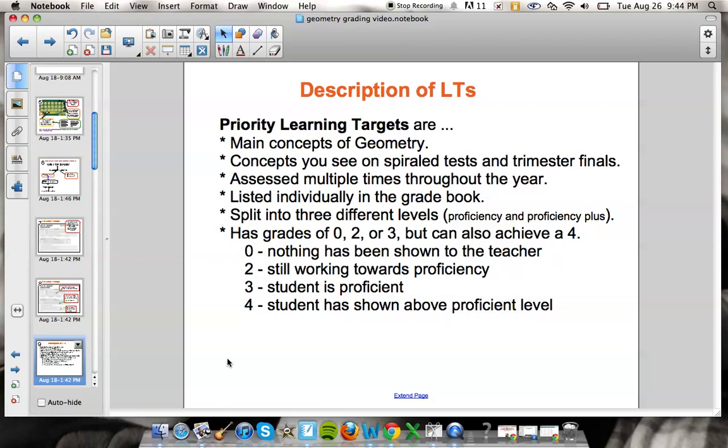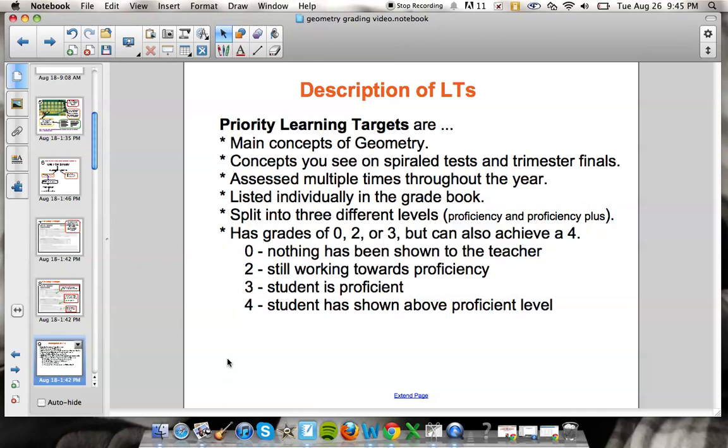Either the student was absent, the student had no clue what they were doing and left the problem blank, or the student put something down on the test but it had nothing to do with the question. 2 means the student is still working towards proficiency. The solution wasn't quite correct. It may have had a mathematical error. They may have had the right process but didn't know how to finish the problem. They could get it started, that type of thing.